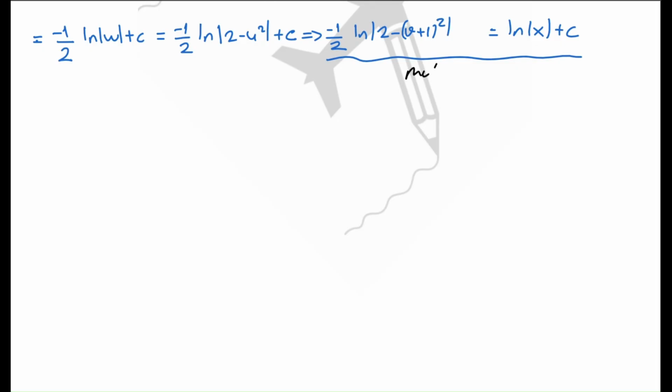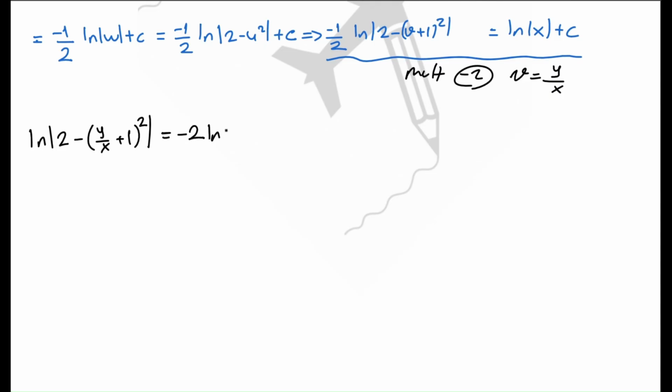So let's multiply both sides by minus 2 and write v as y over x. So what we get? We will get ln of 2 minus (y over x plus 1) squared, and it is equal to minus 2 ln x plus, let's say, c1, and c1 is equal to minus 2 times c, right? Yeah, we can write it like that.